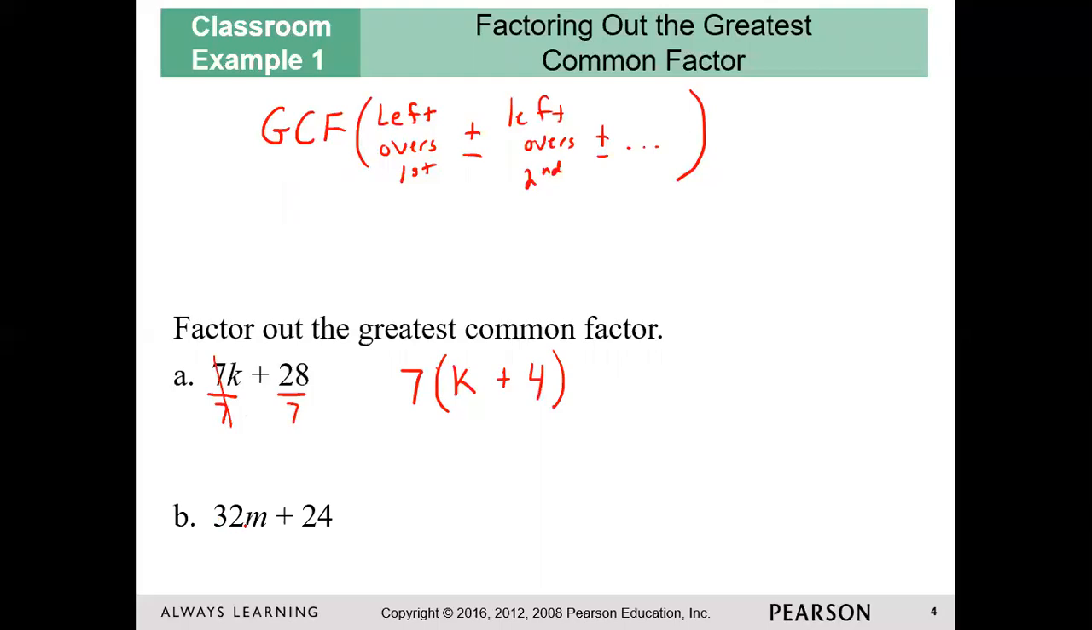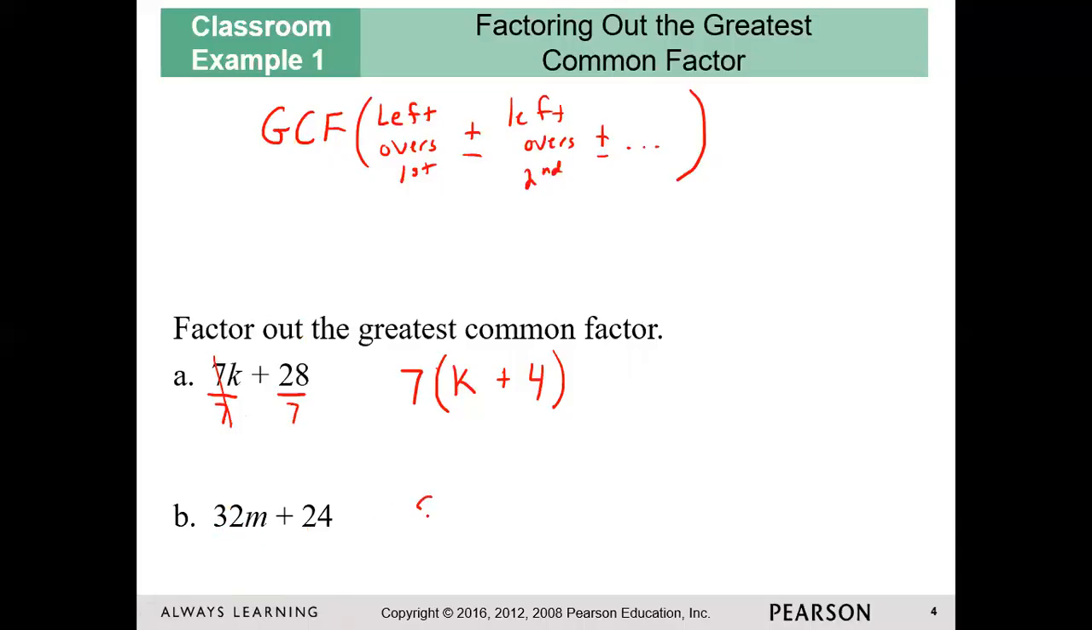So we've got 32m plus 24. And remember, we're looking for the greatest common factor, not just a common factor. A lot of students look at this and the first thing they think is, oh, 2 divides into both of those, or 4 divides into both of those. But remember, you're looking for the greatest common factor, the largest term that divides evenly into both of these. And the largest term that divides evenly into both of these is 8.